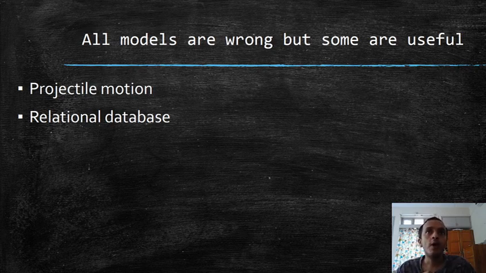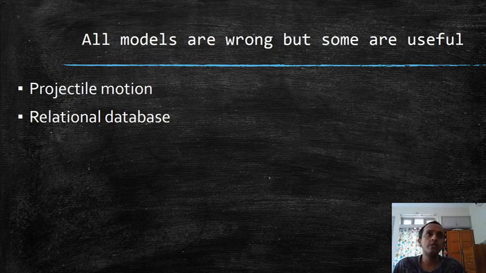Before we go into the details of that particular model, we should understand one basic thing, which is: all models are wrong, but some models are useful. This is a famous quote which is generally attributed to statistician Box. So let's take a few examples.